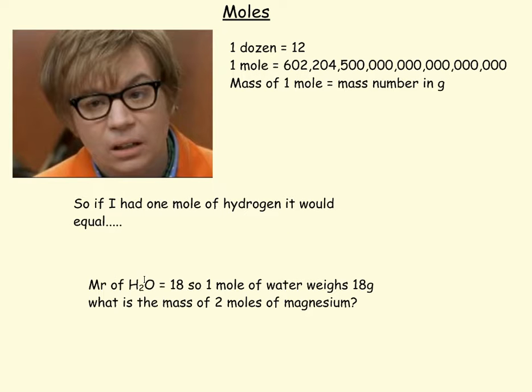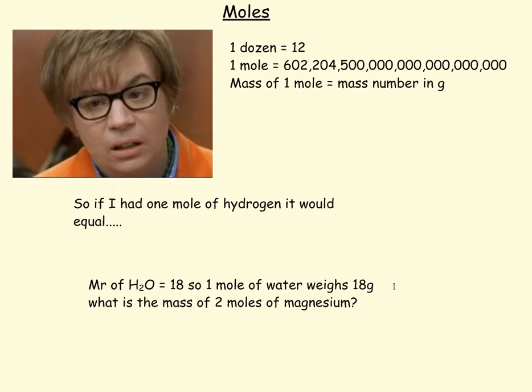So if I looked at this one, this is a molecule, a bigger one, not just an atom, H2O. If I looked up the Mr, that's the mass numbers added together. So 2 hydrogens, that's 2 times 1, because that's the top number. And O, that's 16, so the total is 18. So 1 mole of water weighs 18 grams. There you go. Fabulous.